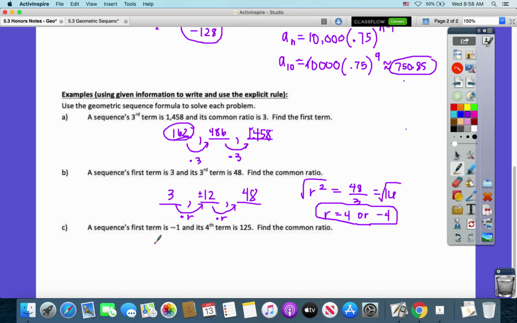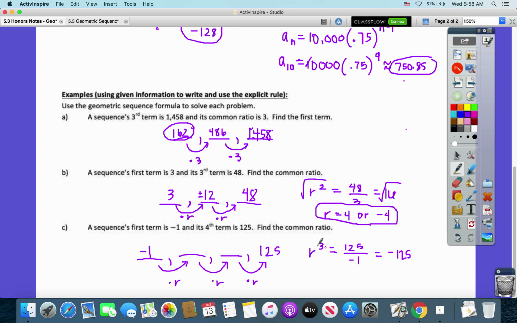Last one, the sequence's first term is -1. And its fourth term is 125. So now on this one, we are multiplying 1, 2, 3 times r. So that tells us we have r cubed. And divide these, we have 125 divided by -1, which is -125.